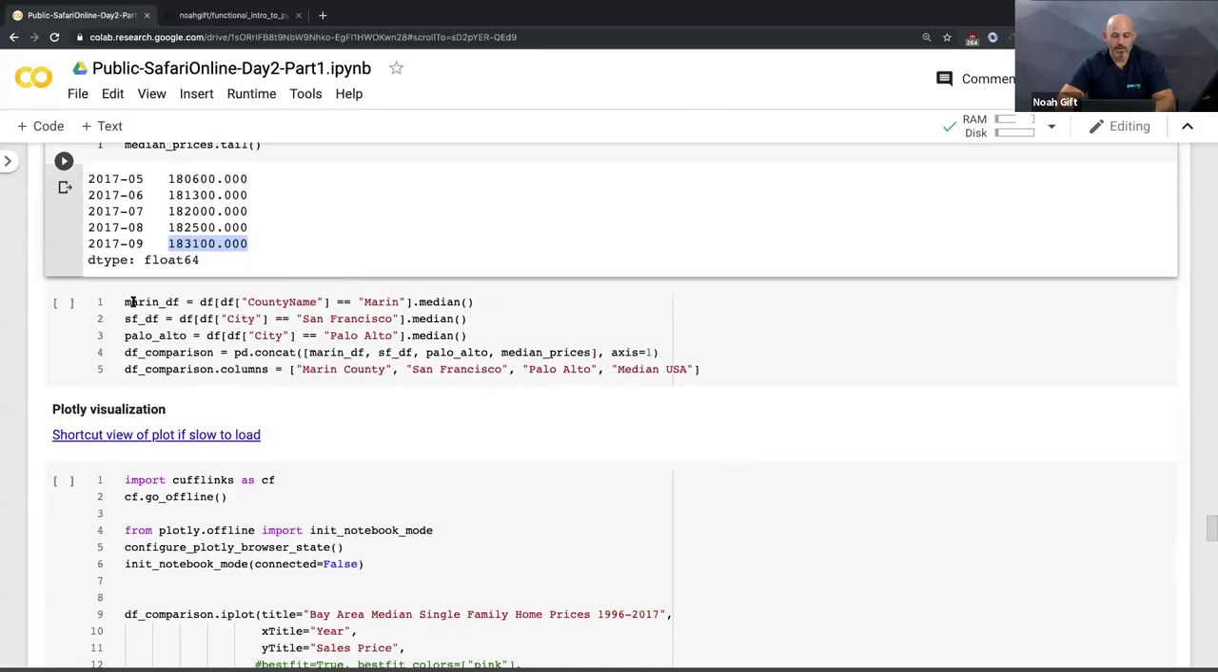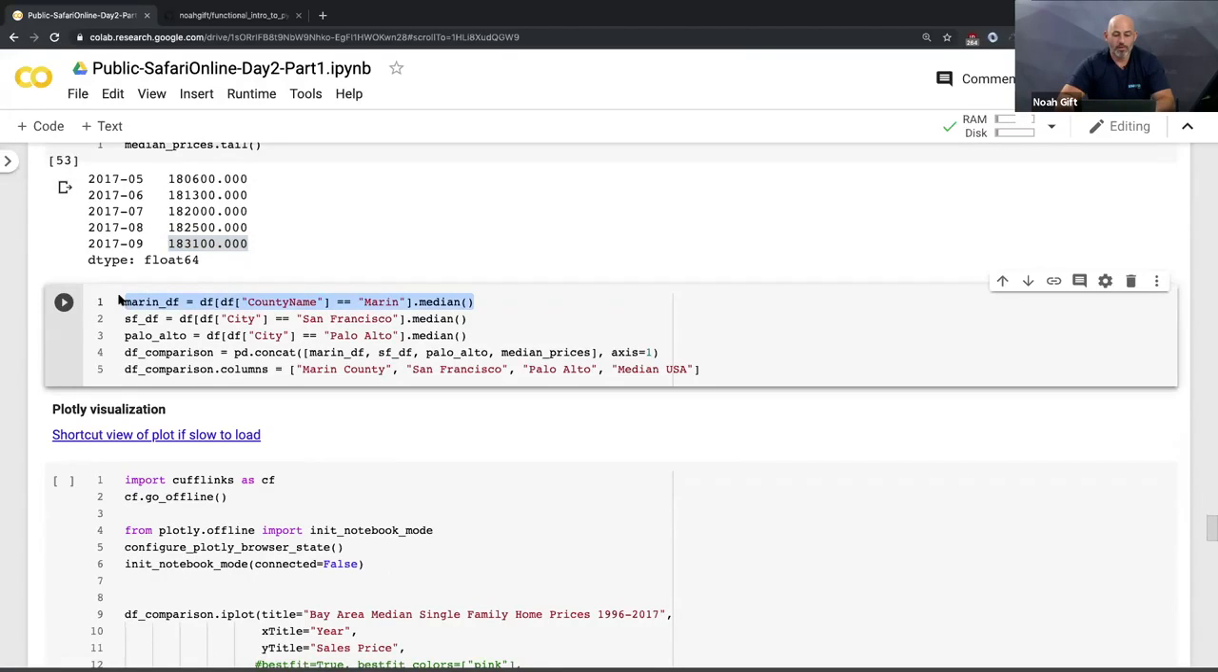Now what I can do is look at several counties in the Bay Area, which is one of the most explosive areas of real estate right now, and put those into a data frame. So I grab the median home price for Marin County, the median home price for San Francisco County, and the median home price for Palo Alto, and I put those all together. Now that those are in a data frame, I'm going to do my interactive data visualization.